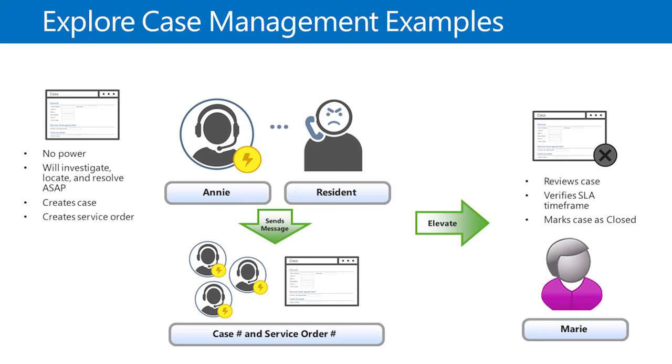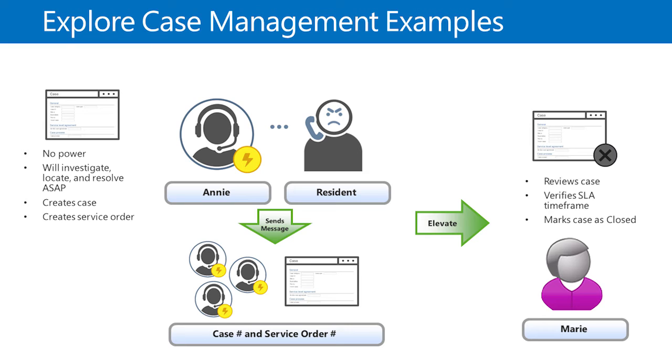The resident tells Annie that his house has no power. Annie informs the resident that City Power and Light will investigate, locate, and resolve the problem as quickly as possible. She then creates a case, associates the telephone call with the case, and creates a service order.